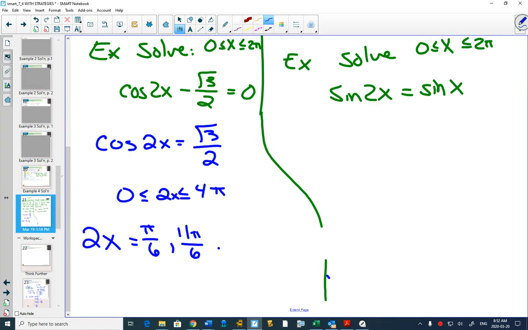The second time around, how good are you at getting coterminal angles? We'd have to add 2 pi, which is 12 pi over 6. So you're really only having to add 12 to the numerator there and 12 to the numerator there. Then to solve for x, divide by 2 or multiply by a half.